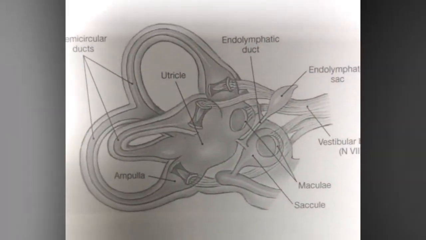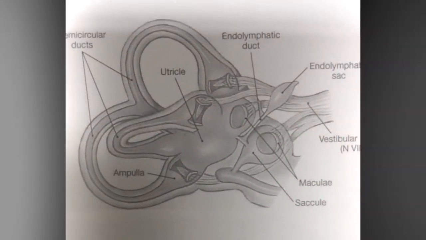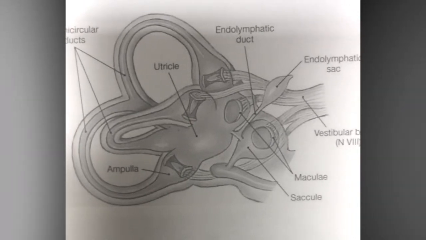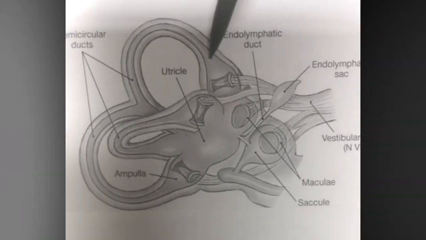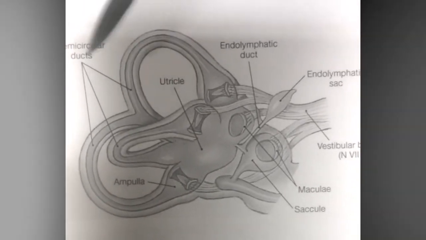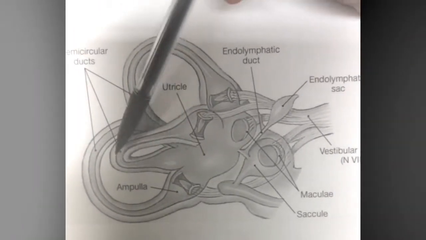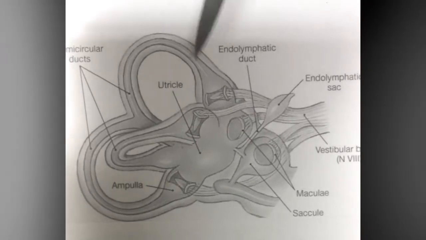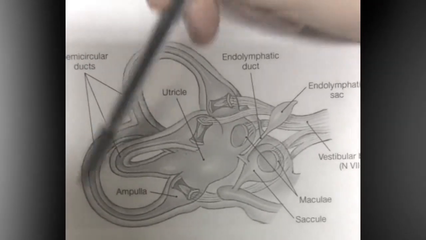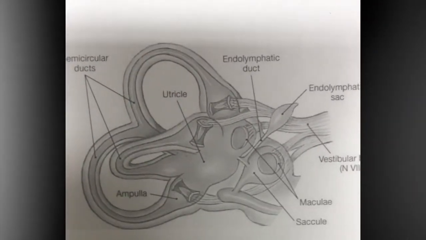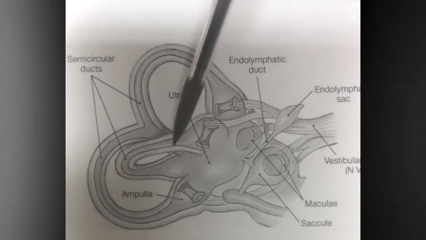Now we will be covering the anatomy of the vestibular system. First off, we'll be covering the anterior semicircular canal, the posterior semicircular canal, and the lateral semicircular canal. Notice how the anterior and posterior semicircular canals are connected by the crus communae.